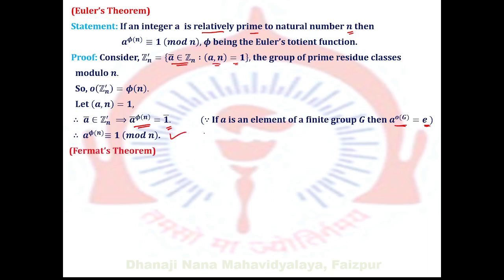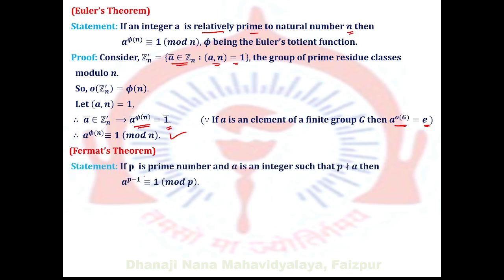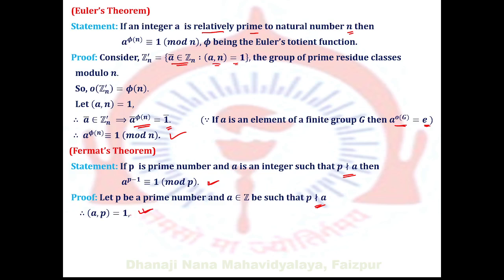Now next one is Fermat's theorem. So Fermat's theorem is for prime number p. So if p is a prime number and a is an integer such that p does not divide a, means here again GCD of a and p is equal to 1 because p is prime number, then here we have to show a raised to p minus 1 is congruent to 1 modulo p. So here we use that Euler's theorem. So proof of this theorem: let p be a prime number and a belongs to Z such that p does not divide a. So from that we can say GCD of a and p is equal to 1. So we use that Euler's theorem.